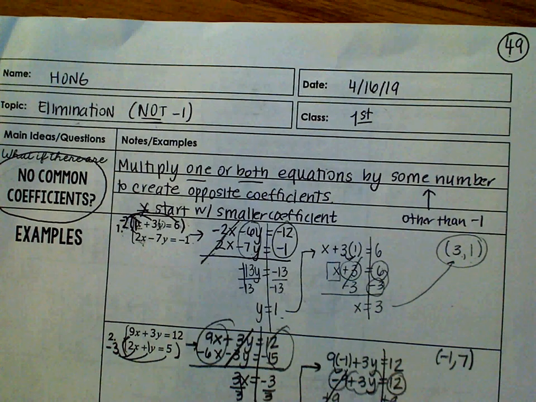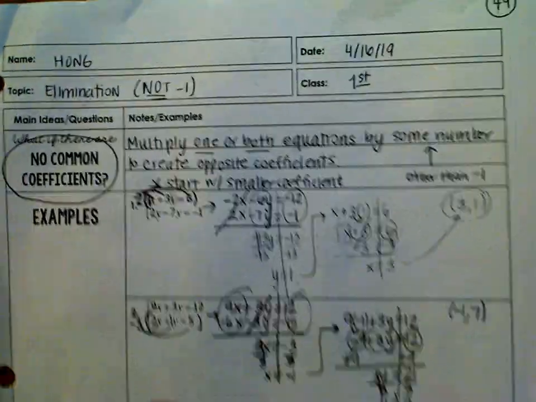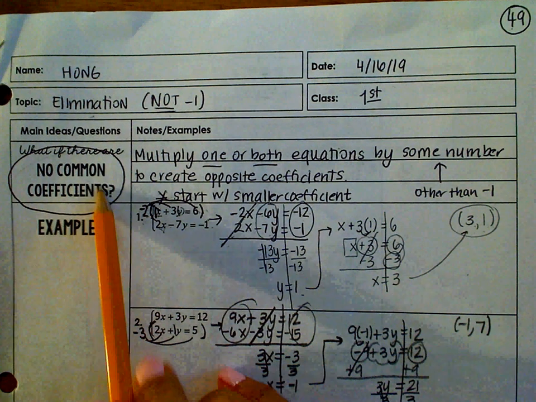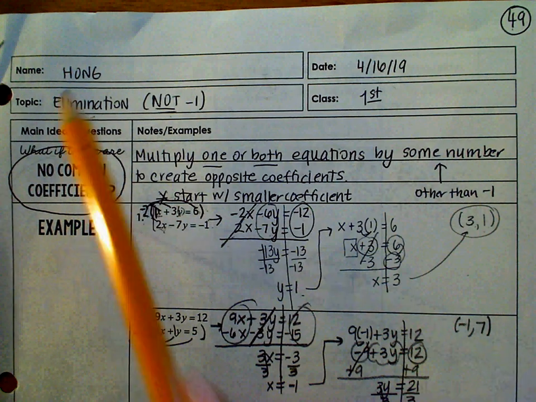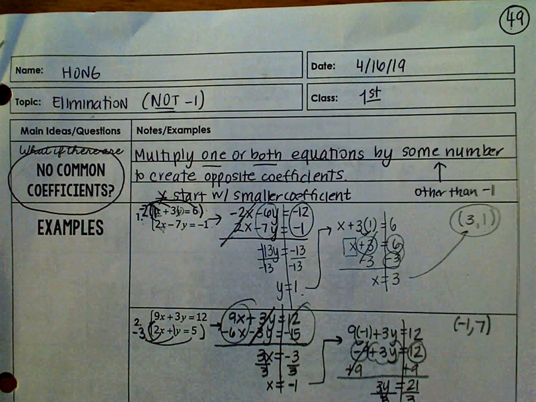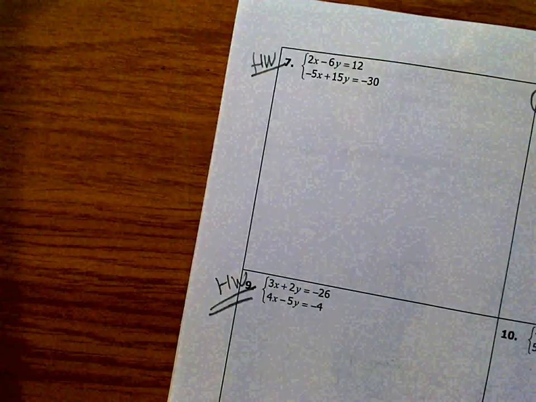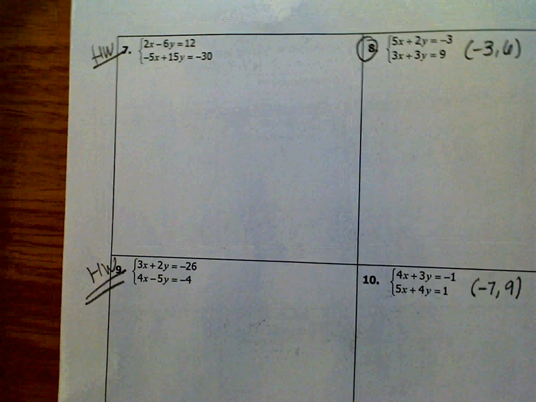Okay, guys, I'm going to go over the homework for tonight, and it's using this packet. It's page 49 in your binder, and it's the one that says no common coefficients. All right, so we're actually to the very back of the packet. Numbers 7 and 9 are homework.